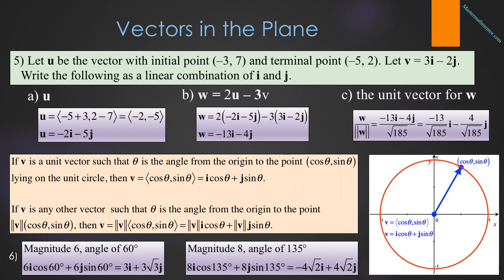A vector with a magnitude of 8 at an angle of 135 degrees to the horizontal would be written as 8i cosine 135 degrees plus 8j sine 135 degrees, which is negative 4 square root of 2 i plus 4 square root of 2 j.